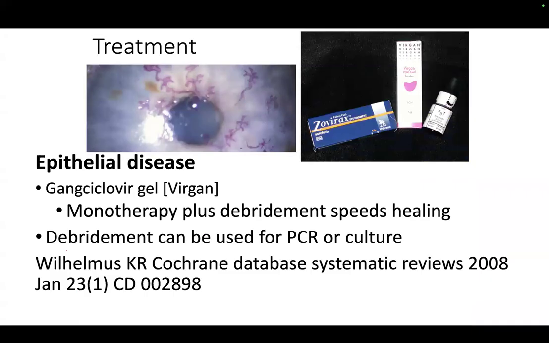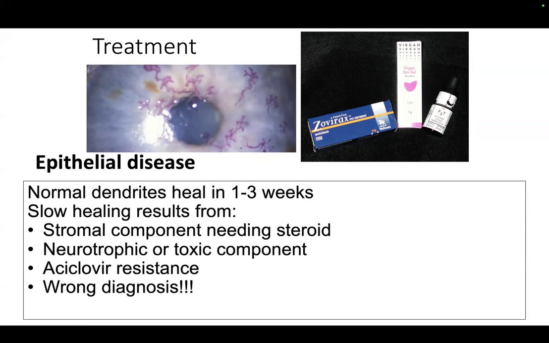Epithelial disease, so this is fairly typical of the epithelium being involved. Then we'll just throw Virgan ointment at them, and it gets better pretty quickly. If there's any stromal involvement, then the evidence suggests that they should be on an oral treatment, oral acyclovir. If it's epithelial disease, most of the time it will heal within a week or two. If it's slow healing, you might want to consider any neurotrophy or the need for managing inflammation with some steroid.